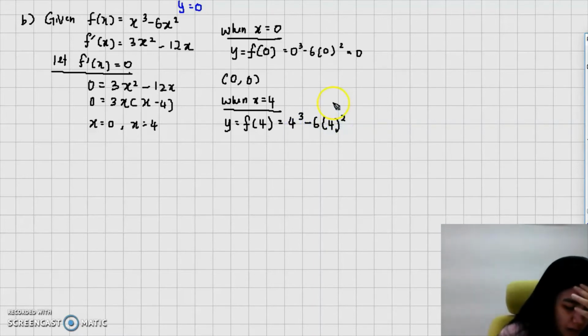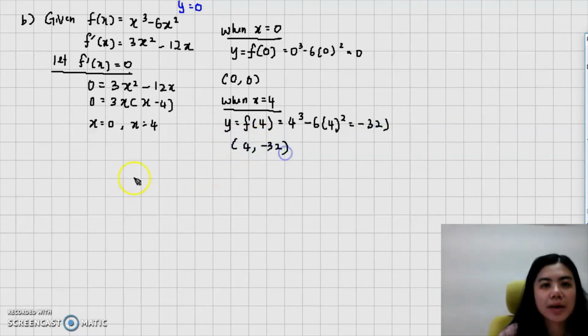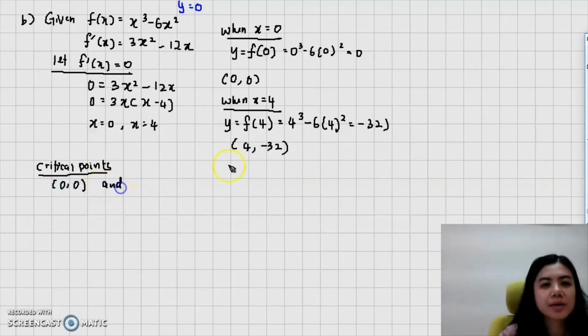And this basically gives you minus 32. So you have the second coordinates that is actually (4, -32). Okay, so these two are the critical points that we are looking for. So the first critical point that you have is this one, (0, 0). And the second critical point that we have here is actually (4, -32).